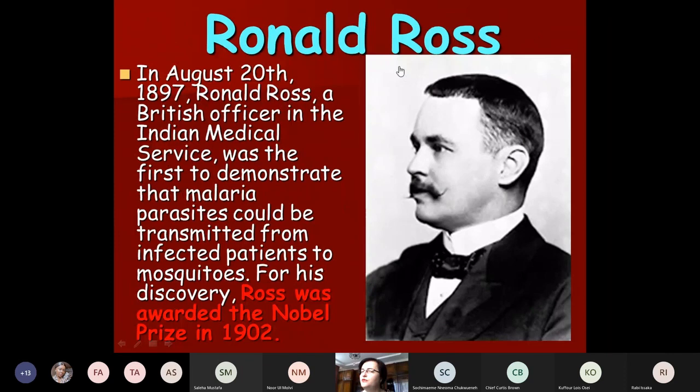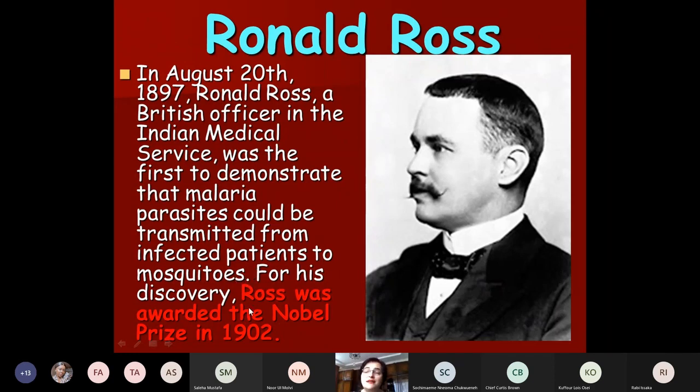Ronald Ross, don't forget about such a person. In August 1897, Ronald Ross, a British officer in the Indian Medical Service, was the first to demonstrate that malaria parasites could be transmitted from infected patients to mosquitoes.